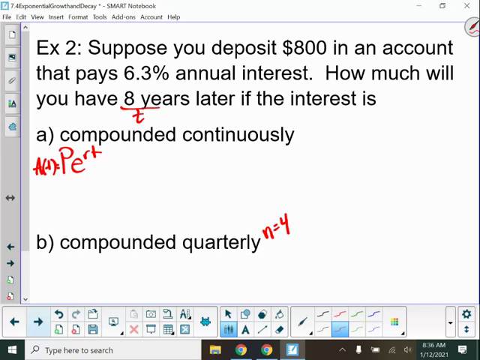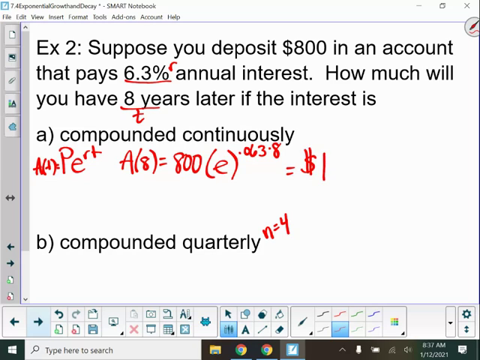So for the first one, A of 8 is going to equal my $800 initial dollars times e to the, you do have to take your rate and change it to a decimal. So that's going to be 0.063 times the number of years, which is 8. And that's going to give us $1,324.26.